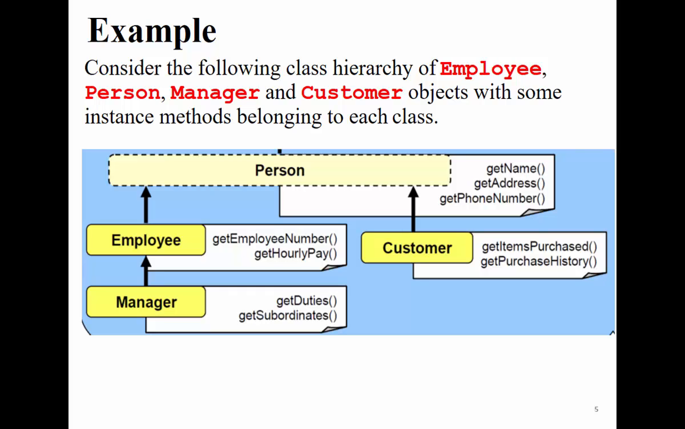Now, the customer is also a subclass of the person. We have two additional methods added to the customer: get item purchased and get purchase history. But still, because the customer is a subclass of the person, we can ask the customer to get a name, an address, and a phone number. And we also have the manager, which extends the employee, with get duty and get subordinates, the two additional methods defined inside the manager.